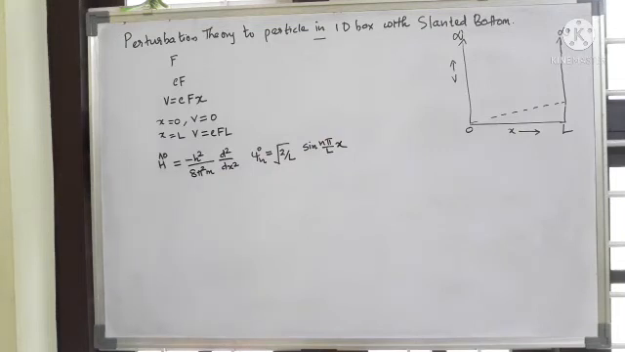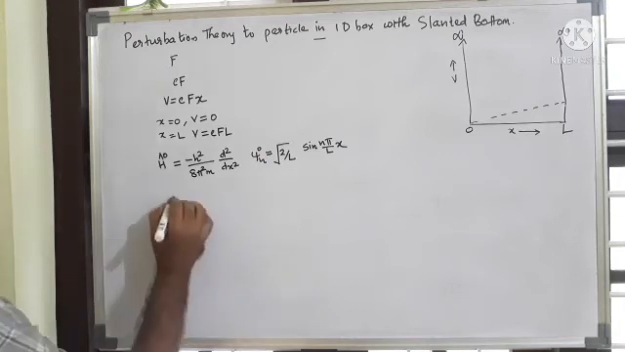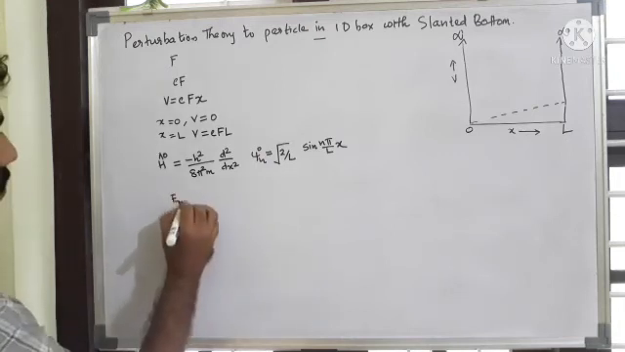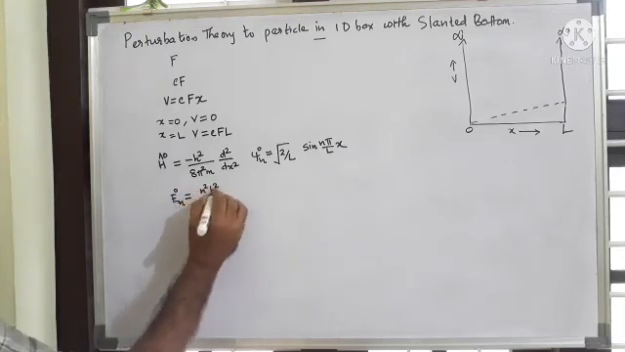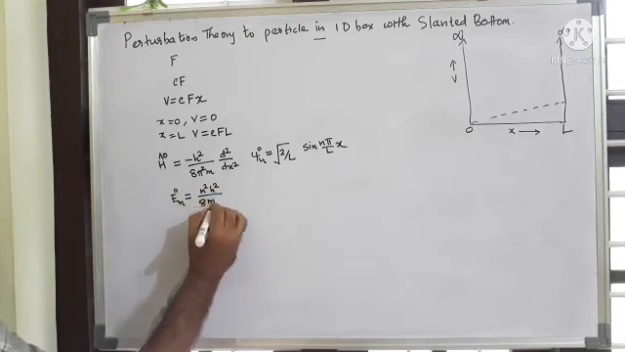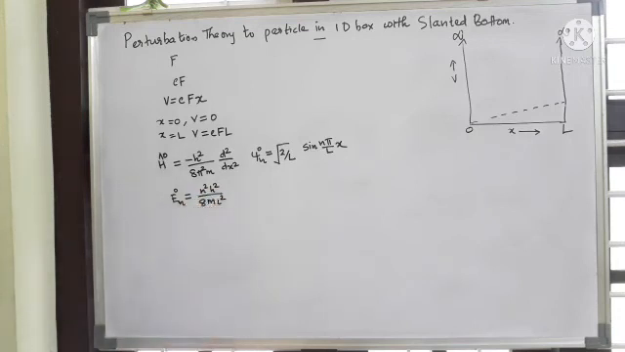Similarly, the unperturbed eigenvalue En0 is equal to n square h square divided by 8 m L square. So the values of the unperturbed system are known: H cap 0, psi n0, and En0.